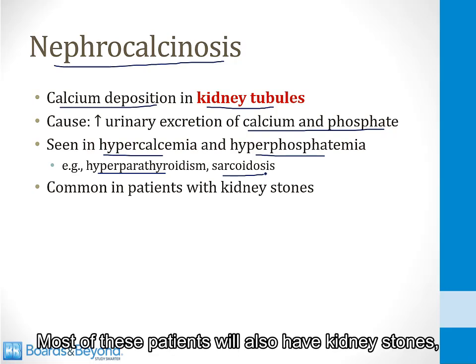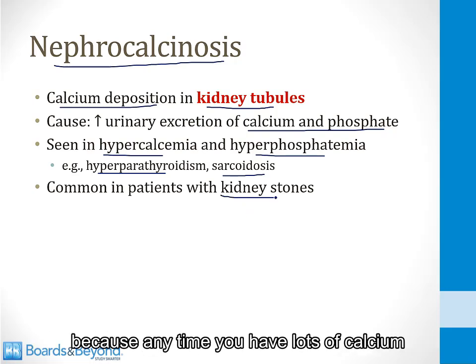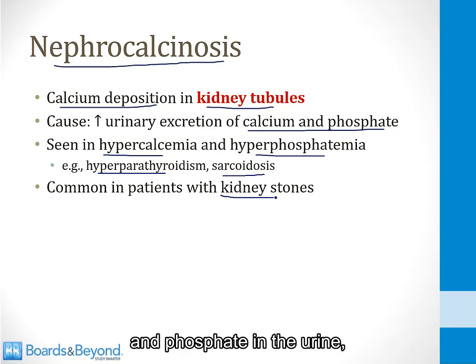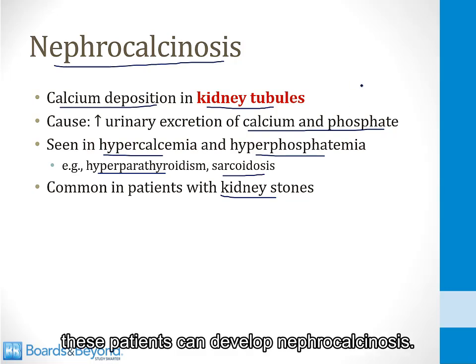Most of these patients will also have kidney stones because anytime you have lots of calcium and phosphate in the urine, that leads to kidney stones. But in addition to kidney stones, these patients can develop nephrocalcinosis.